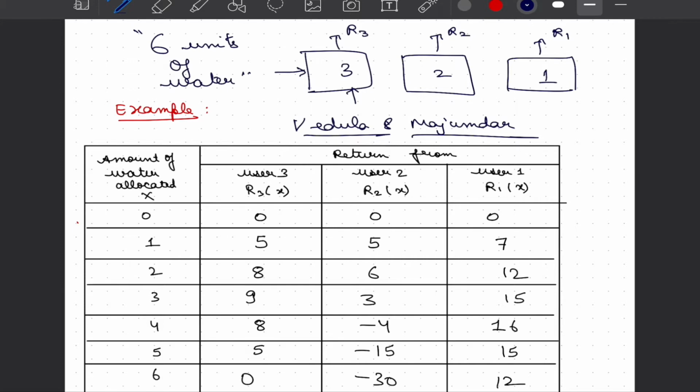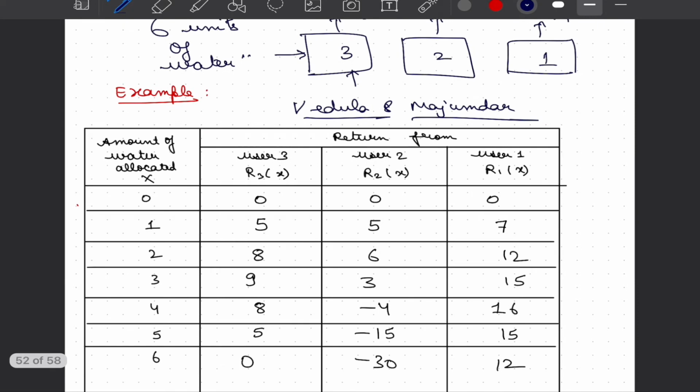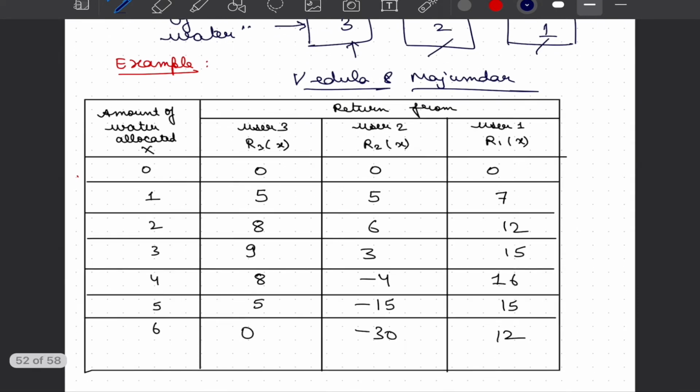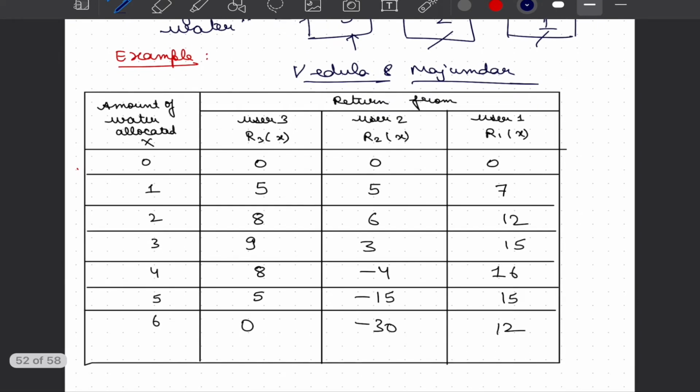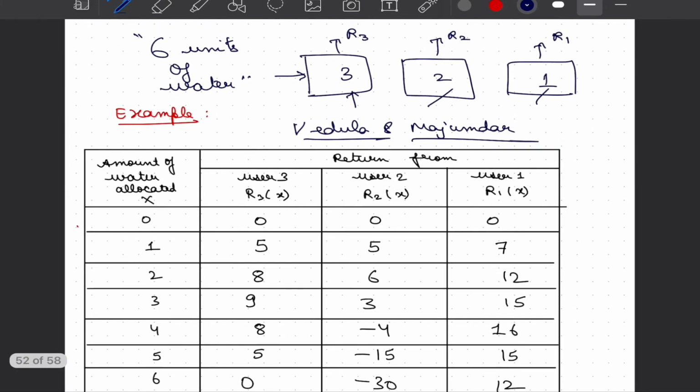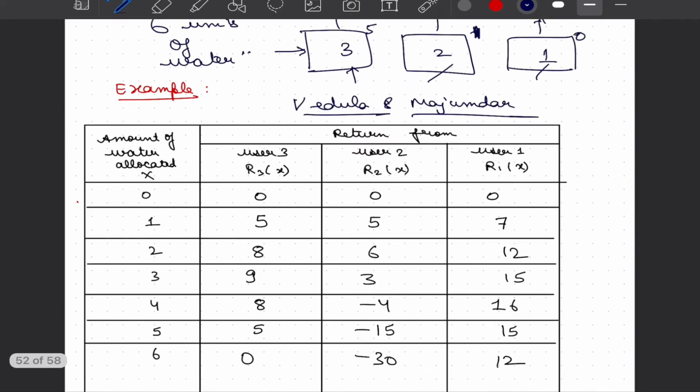With these 6 units of water, we have to make an allocation such that our total return R3 plus R2 plus R1 is maximized. Whenever we allocate some units to 3, we should have something lesser left to allocate, because out of 6, if we allocate all 6 to 3, we would have nothing to allocate downstream to 2 as well as 1. In that case, our return is going to be 0, and it clearly is not going to be an optimal solution.